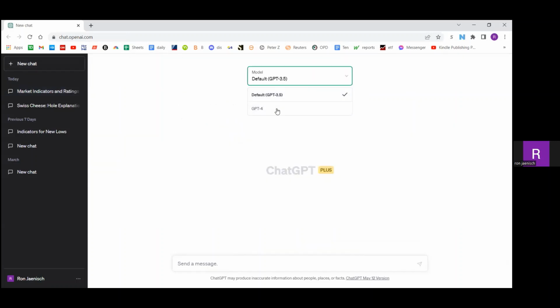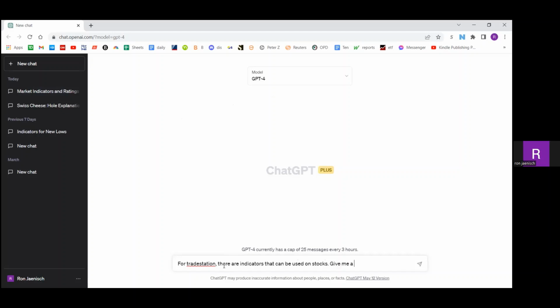Let's do the TradeStation stuff. So for TradeStation, there are indicators that can be used on, what are they called in TradeStation, securities? Yeah, on stocks. Let's say stocks. Okay, why not? There are indicators that can be used on stocks. Give me a list of 10 of these that successful traders use.